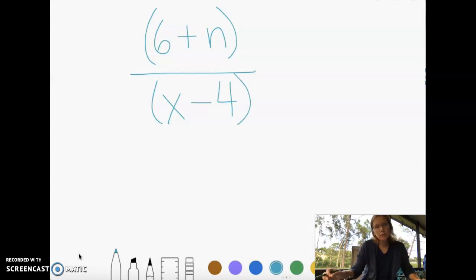Listen, the biggest trick to this is when you're done writing the expression down, look at it and compare it with the words. That's going to help you know if you have the right thing written down.